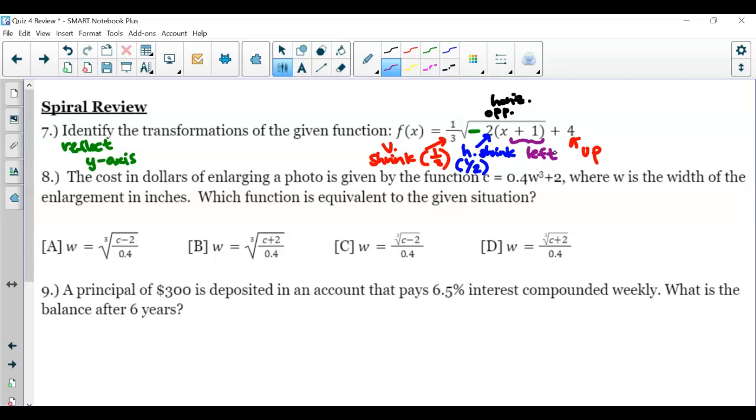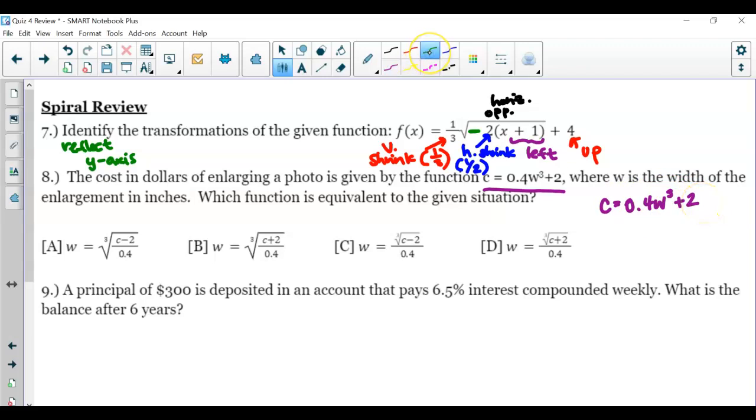So now question number 8. The cost to enlarge a photo is given by this function here. Notice how you have a cubed value, where w is the width. Notice here we're looking for the equivalent, which is solving for w. So I'm going to rewrite it out here. So c is equal to, and notice how we're solving for w.